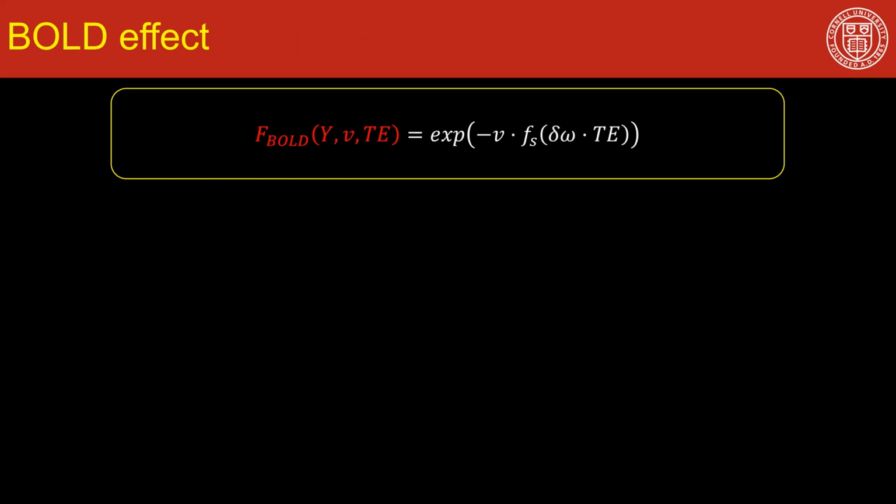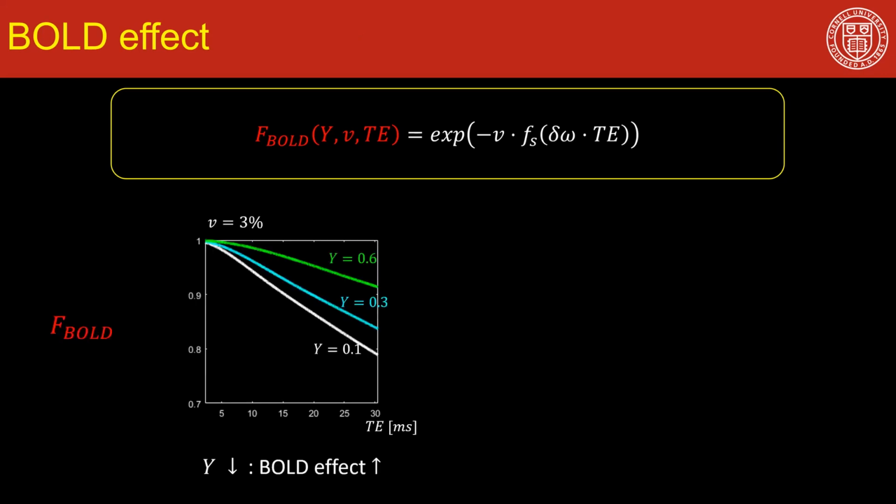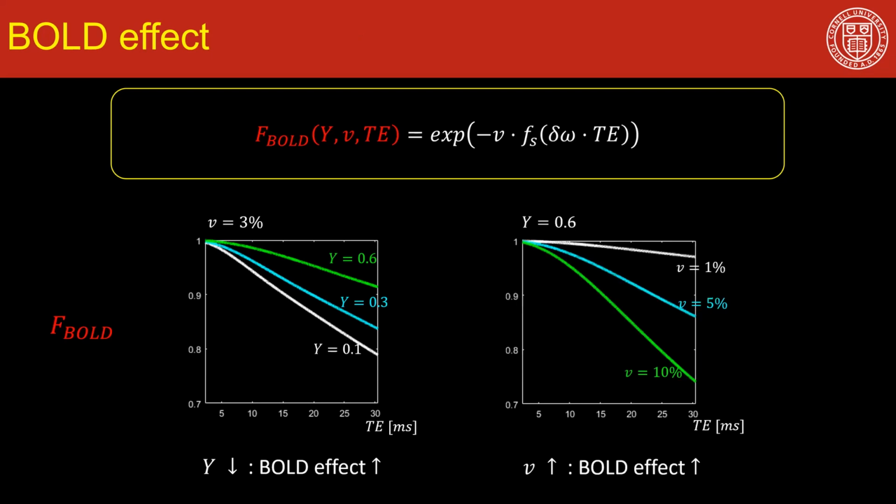Let's take a look at how the f BOLD behaves. If the venous blood volume is fixed, smaller Y, in other words more deoxyhemoglobin, leads to more signal drop. If venous oxygenation is fixed, the greater the venous blood volume, the greater the signal drop. The signal shows two signal decay patterns, quadratic behavior in the short echo regime and linear behavior in the longer echo times. Due to these two different signal patterns, we can decouple V and Y.